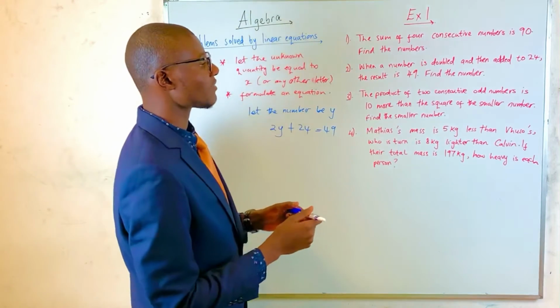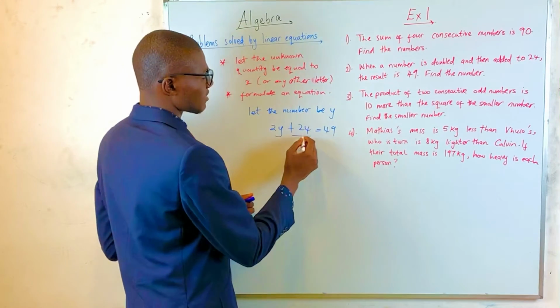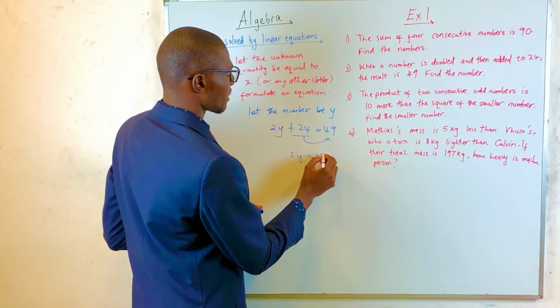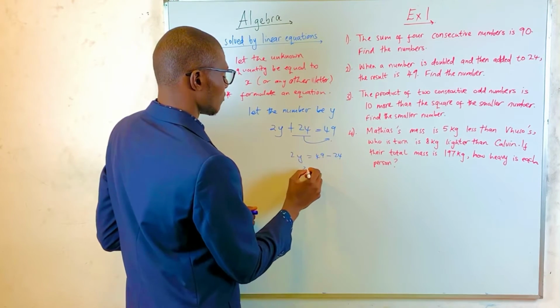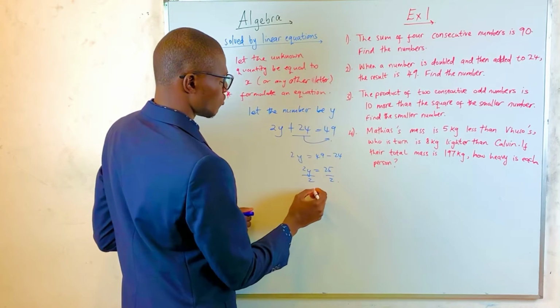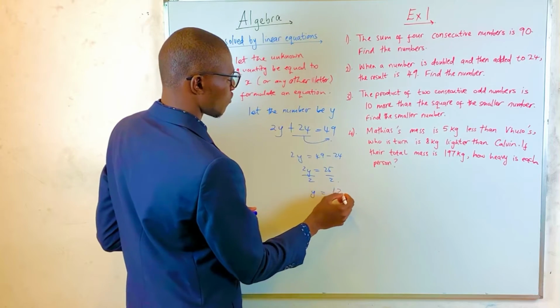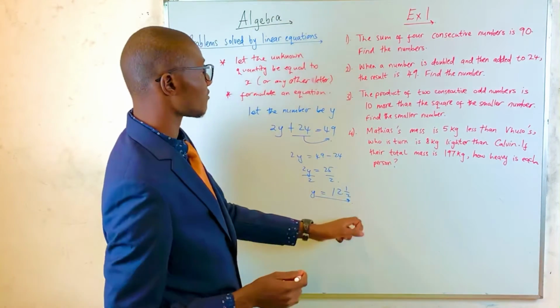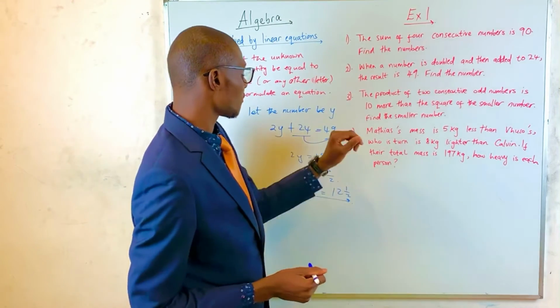The question says find the number. So if we take this positive 24 to the right hand side, 2y is equal to 49 minus 24. Then 2y is equal to 25. If we divide both sides by 2, y will be 12 and a half. So the number is simply 12 and a half. Then moving on to number 3.